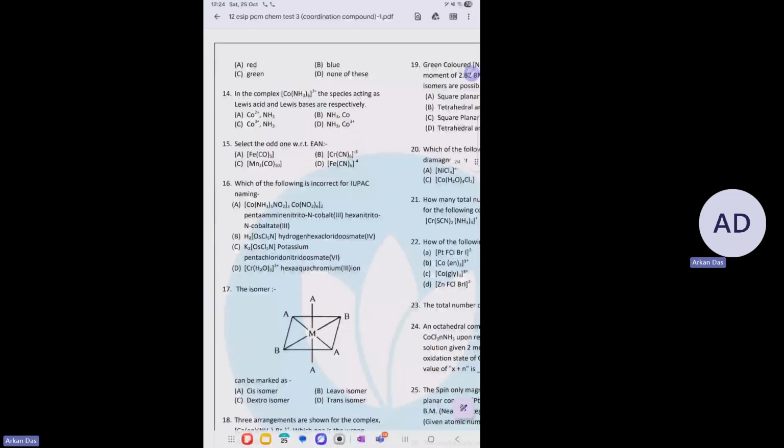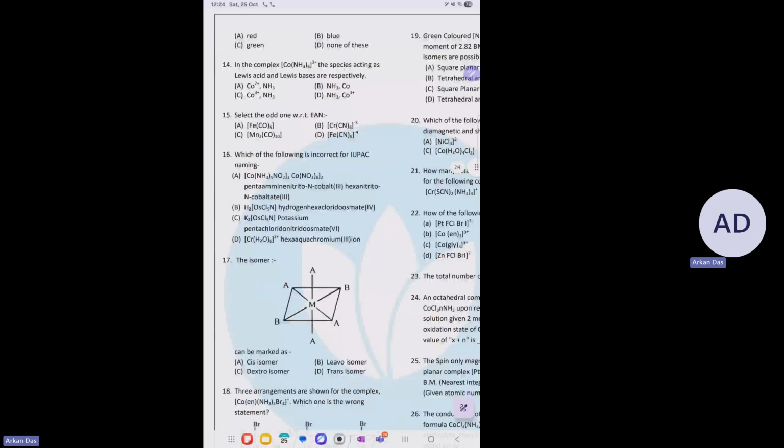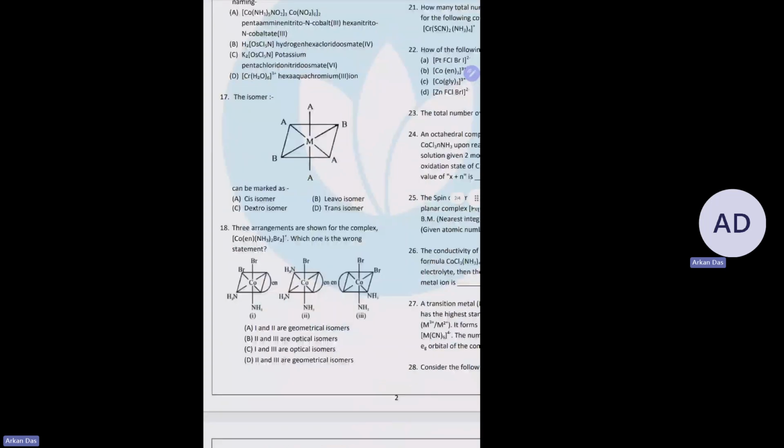The isomer which has been given, that isomer is what? Of course, that is the trans isomer. Question number 18. Here there will be a change. The three arrangements shown for the complex, which one is the correct statement?